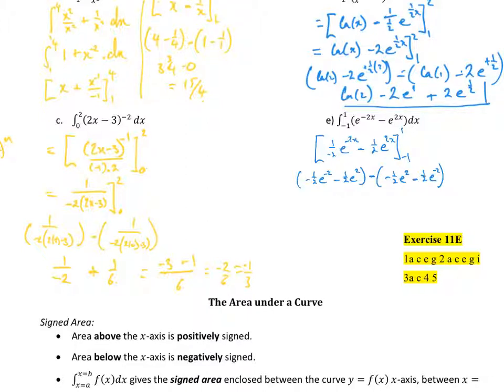From in here, I'm thinking I get minus a half e to the minus 2 minus a half e to the 2. Minus a minus is a plus, a half e to the 2, minus a minus is plus, a half e to the minus 2. Now I've got minus a half e to the minus 2 plus a half e to the minus 2 cancel out, minus a half e to the 2 plus a half e to the 2 cancel out, so I get 0 as an answer. All right, so really important we just practice evaluating our integrals at this stage.